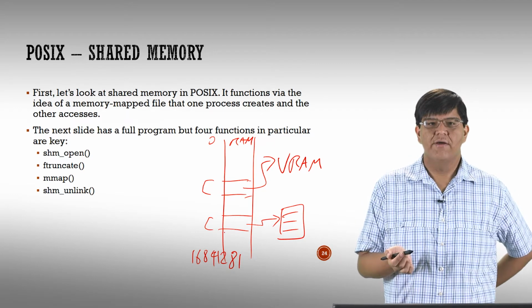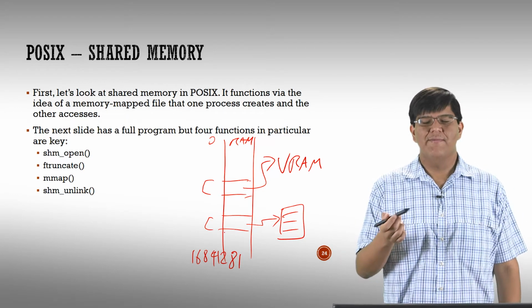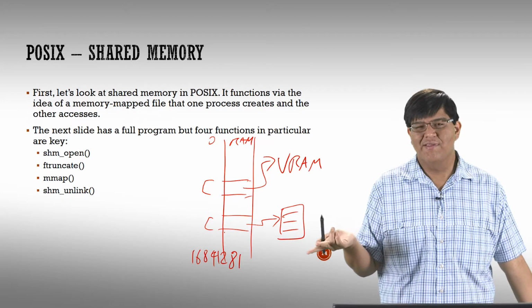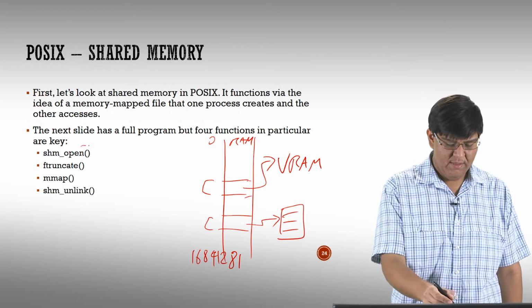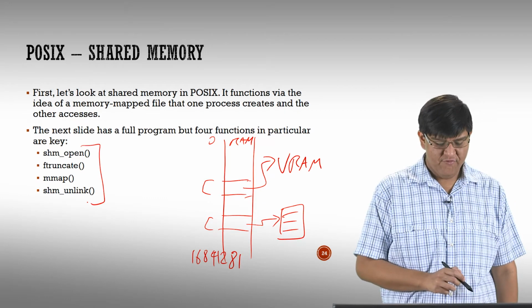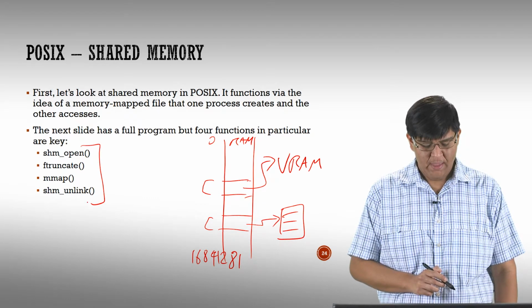We're going to go through an example. It's going to be two slides, which may be long depending on how long I talk. There are basically four main functions to look for, which are these here: shm_open, ftruncate, mmap, and shm_unlink.